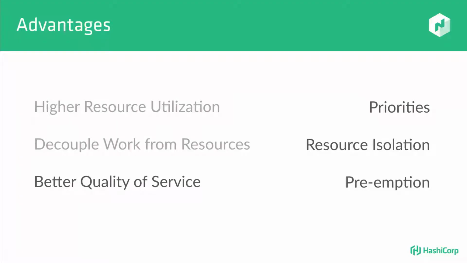You care about things like priorities, so high priority work should get access to resources before low priority work. You care about resource isolation. If I've asked for 8 gigs of memory, I should actually be able to use that 8 gigs; some other app shouldn't be able to show up and take my resources away. And the last one is preemption, which is if I have a whole bunch of low priority work that's consuming my whole cluster and high priority work shows up, we should be able to evict the low priority stuff to make space to run high priority stuff. Together, these three properties give us a higher quality of service to our applications.